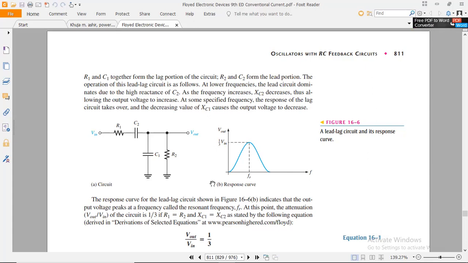To understand this concept, we have to understand both figures, the circuit schematic diagram and the graphical aspect of this concept. This one is the lagging part of the oscillator, and this one we call the leading part of the oscillator. At the start, there is a lower frequency at this side.